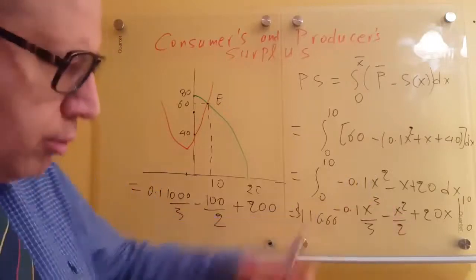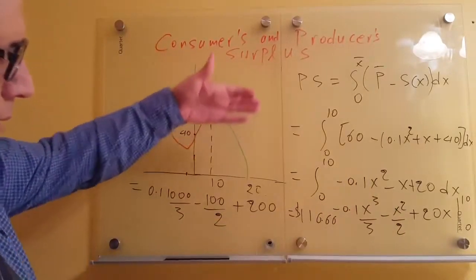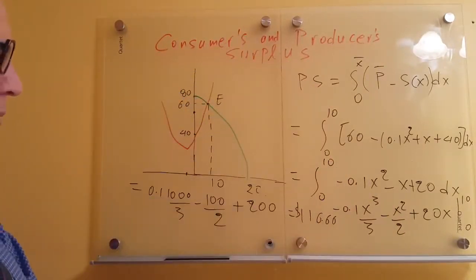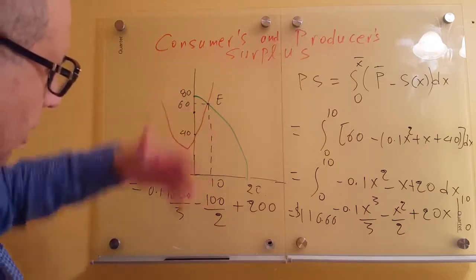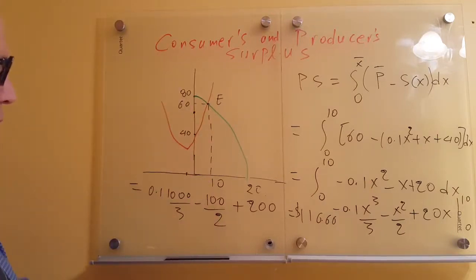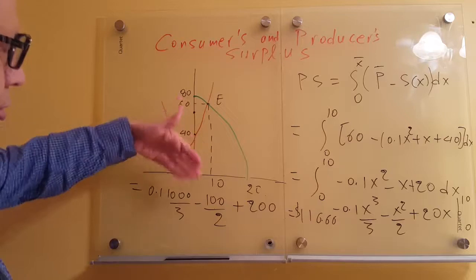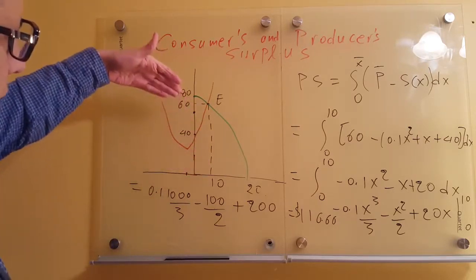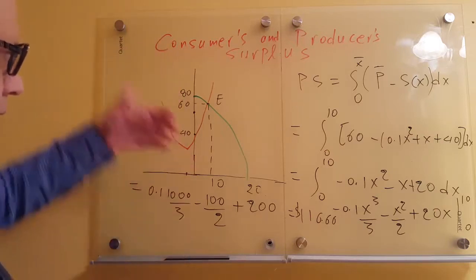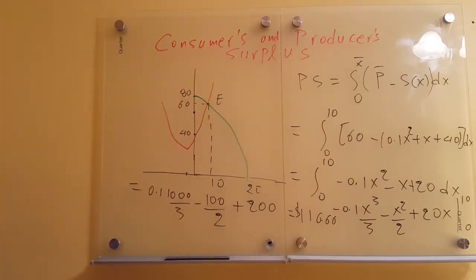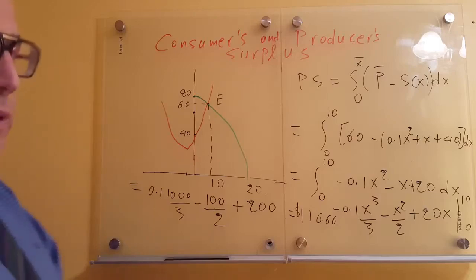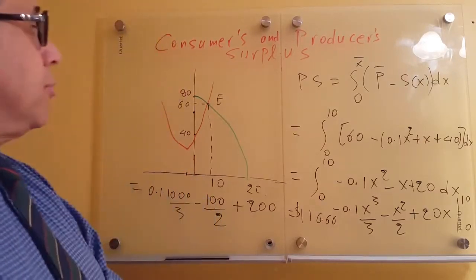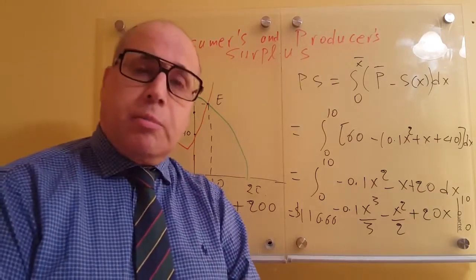So both the producers and the consumers hypothetically gain something when the product is sold for a unit price of 60. So that's it about consumer and producer surplus.